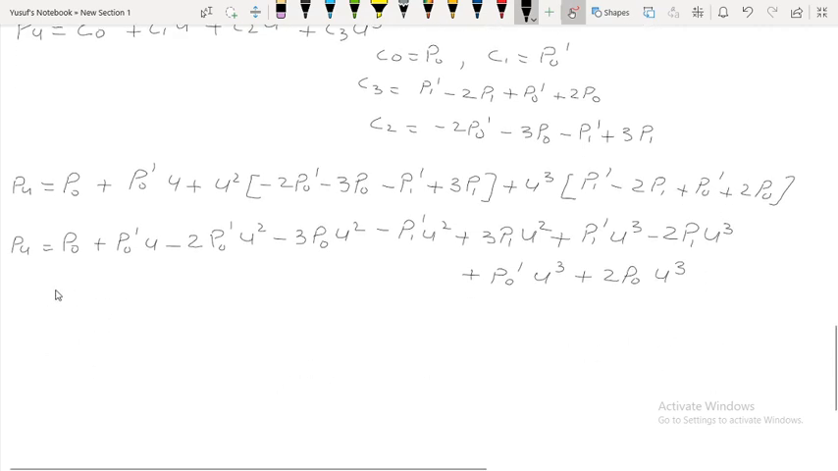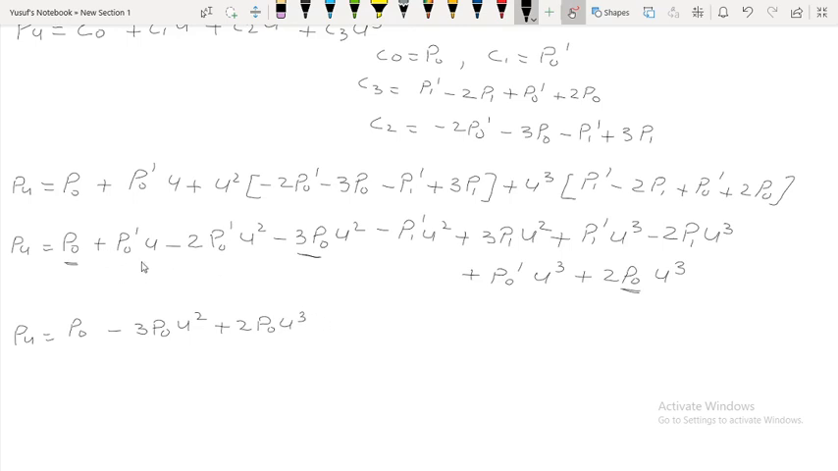Now you have to separate this. First all P0 terms, then all P0 dash terms, then P1 terms, and then P1 dash terms. So we will separate like this. First all P0 terms. P0 is here, and then next P0 is here, so minus 3P0 U square. Then again, I have to check, one more P0 is here, plus 2P0 U cube. These are the three P0 terms.